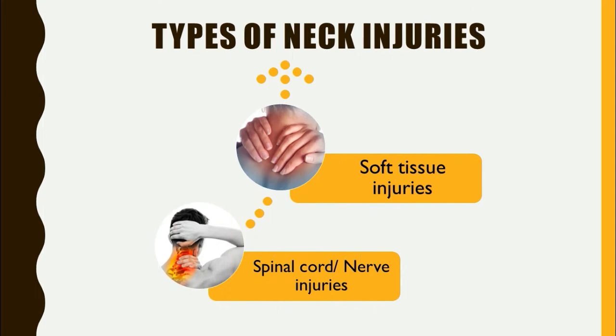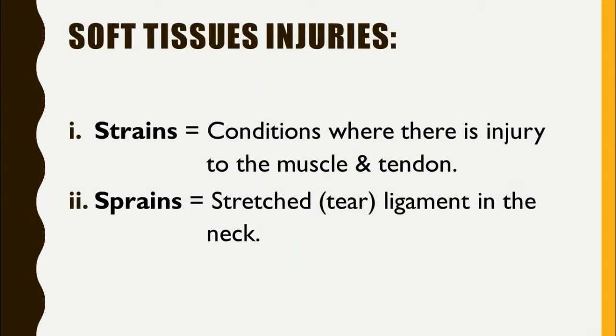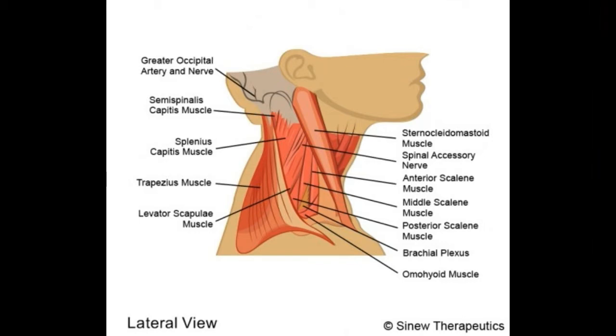Types of neck injuries are divided into two, which consist of soft tissue injuries and spinal cord or nerve injuries. Soft tissue injuries are strains and sprains. Strain is a condition where there is injury to the muscle and tendon, while sprain is a stretch or tear of the ligament in the neck. The anatomy of neck strain.